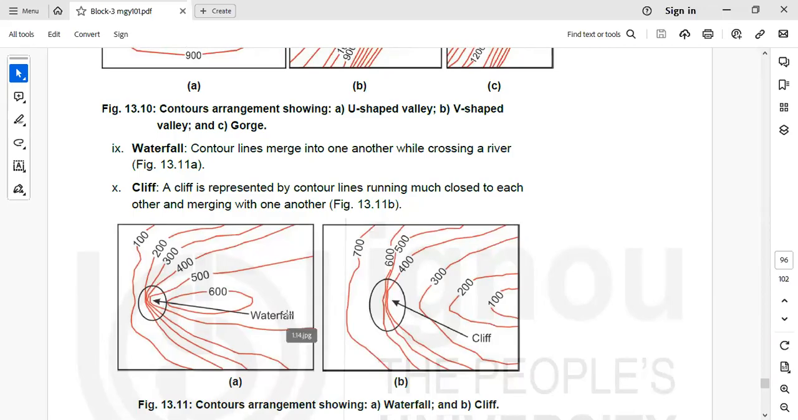And cliff is a very steep slope, and here you will see this type of arrangement where the contour lines are running much closer to each other and merging with one another. Here in this figure, you can see this type of arrangement, it indicates the presence of a cliff.